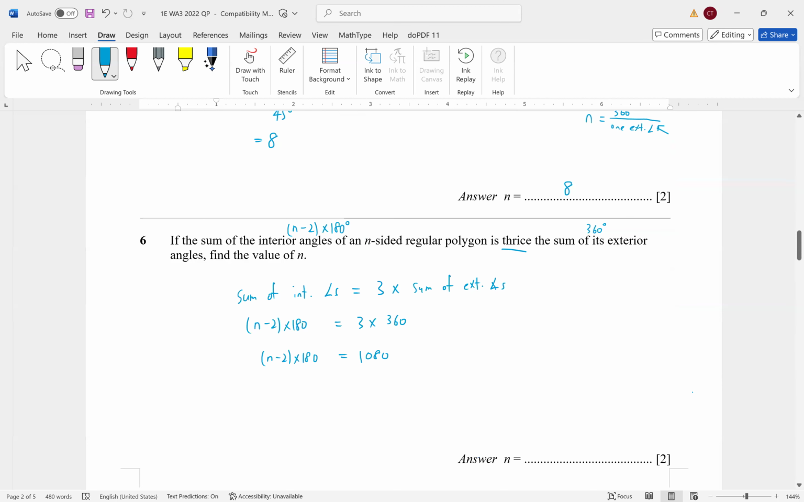So n minus 2 times 180 equals 1080. Remember, times on this side; if I bring it to the other side, it becomes a divide. So n minus 2 will be 1080 divided by 180, which is 6. So n minus 2 is 6, so n will be 6 plus 2, which is 8 also. So the answer for question 6 is also 8.